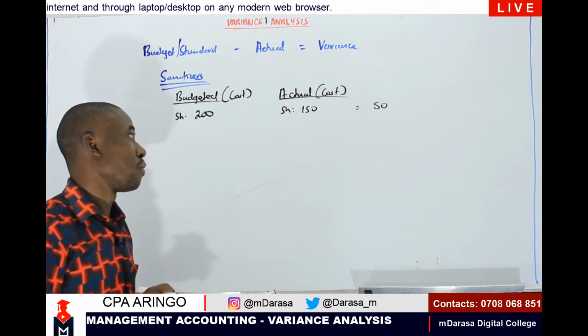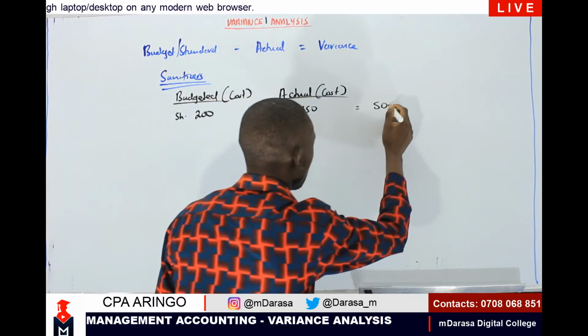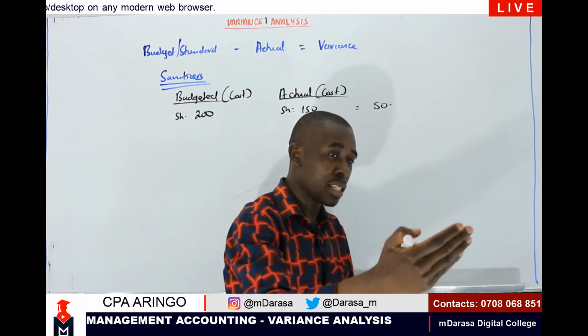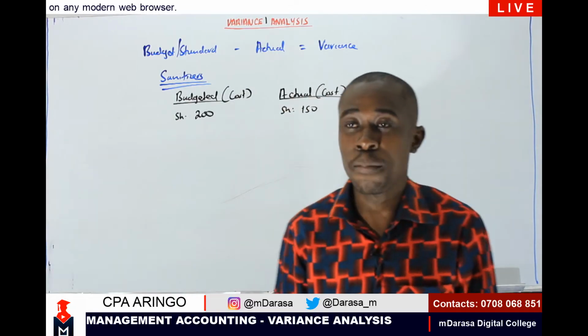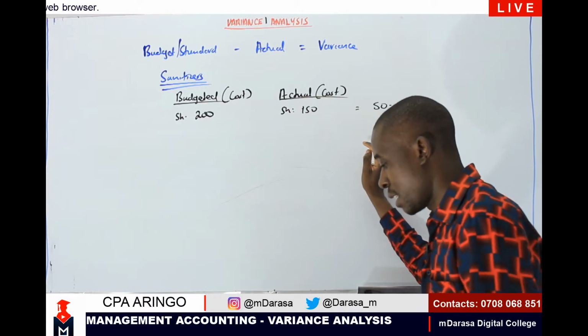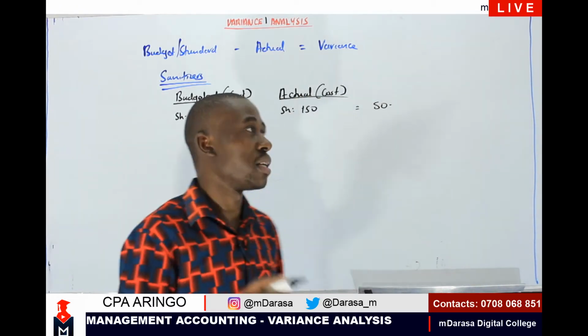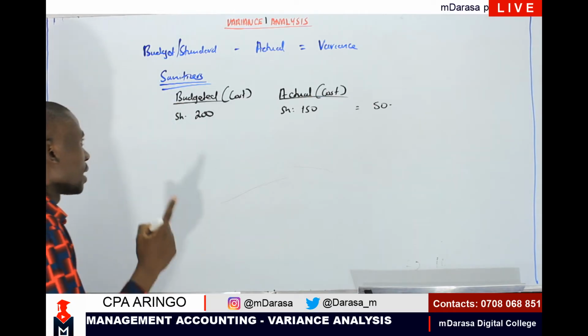A difference of 50 shillings. Now, the question will be, this difference, relating it now with the concept that you are doing today. This difference is what I'm going to term as variance. Then I'll be explaining this concept right now. Again, that is one scenario.